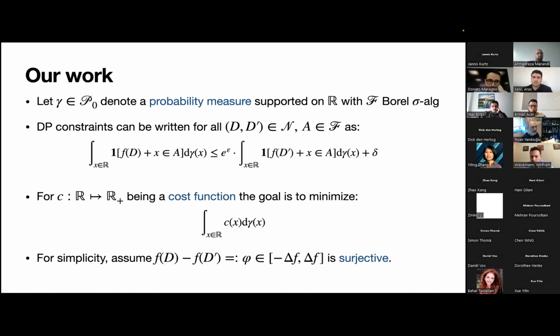And for simplicity, we can also assume that the difference between two neighbor functions, the thing we represent as var phi, varies between minus delta f to delta f surjectively. So whichever value you fix in between, there will be a pair of databases which are neighbors and whose difference gives that value. So I will always have two neighbors whose difference is, for example, 0.